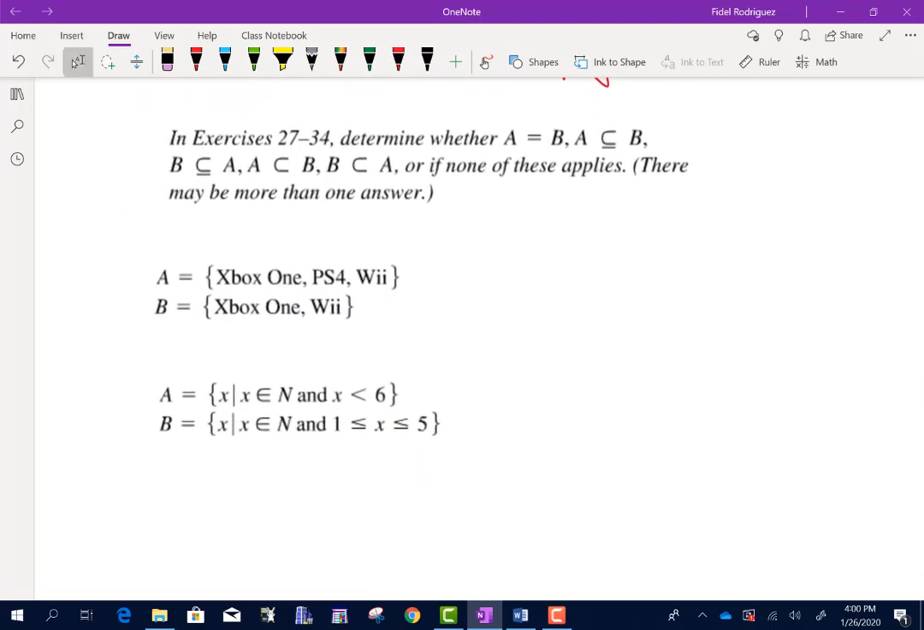So now it says, in the next few problems, determine whether the two sets are equal, whether A is a subset of B, B is a subset of A, A is a proper subset of B, B is a proper subset of A, or none of them apply. There could be more than one answer. Okay, so now let's take a look. Is A a subset of B? Can this word be found here? Yes, it can. Can this one be found here? No, it can't. So I know that A is not a subset. If it's not a subset, they're not equal.